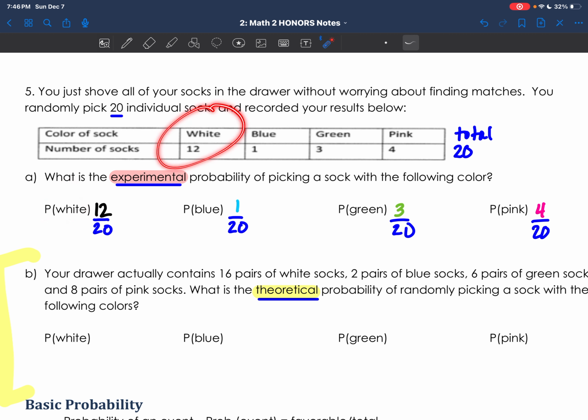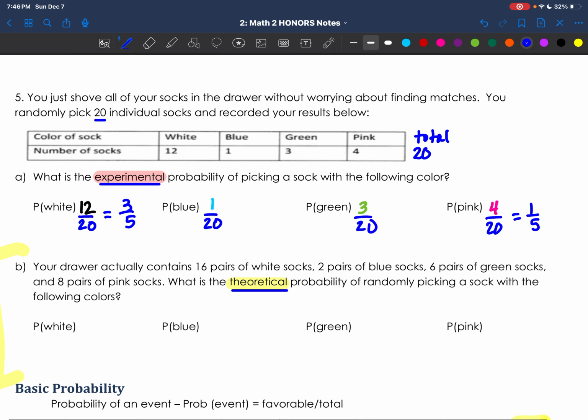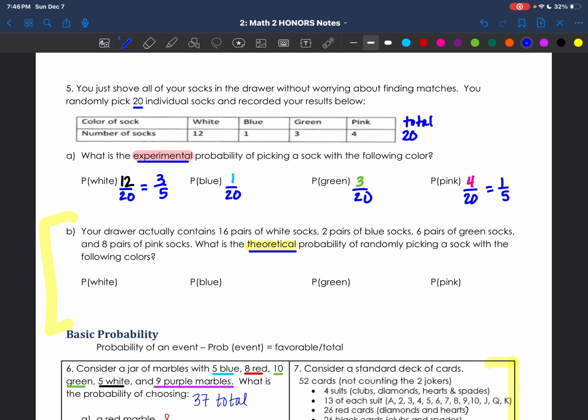So we're going to look here at white, which is 12 over 20. And then don't forget to simplify that. And the probability of blue, so that's 1 out of 20. And then the probability of green is 3 out of 20. And the probability of pink is 4 out of 20. And we can actually simplify this more, which is 1/5. All right, so that's just looking at your table and then figuring it out.